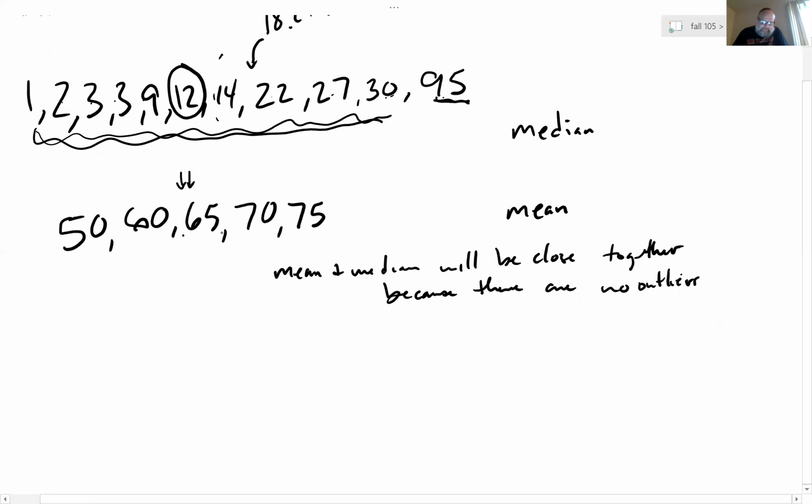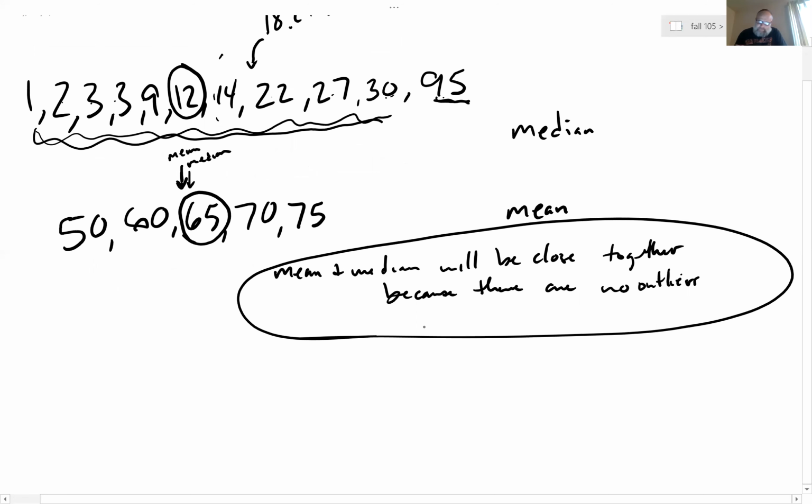This one here, this guy's the median, okay? If we find this one out, 50 plus 60 plus 65 plus 70 plus 75 divided by 5 is 64. The mean is just a hair short of the median. Now, why is that? Because they are so close together. Okay, there is no outliers.